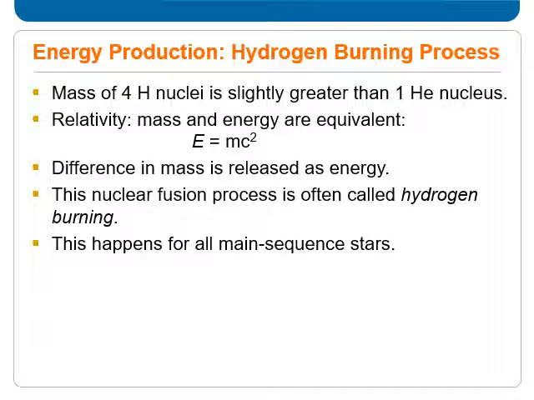Einstein showed that mass and energy are equivalent. There is a net loss of mass in the proton-proton fusion reaction, which is accounted for by the energy that is released. This process is often called hydrogen burning, even though it has nothing to do with chemical burning, which is oxidation. Nuclear fusion and burning are two very different things. All main sequence stars generate energy the same way, by hydrogen burning in their cores.